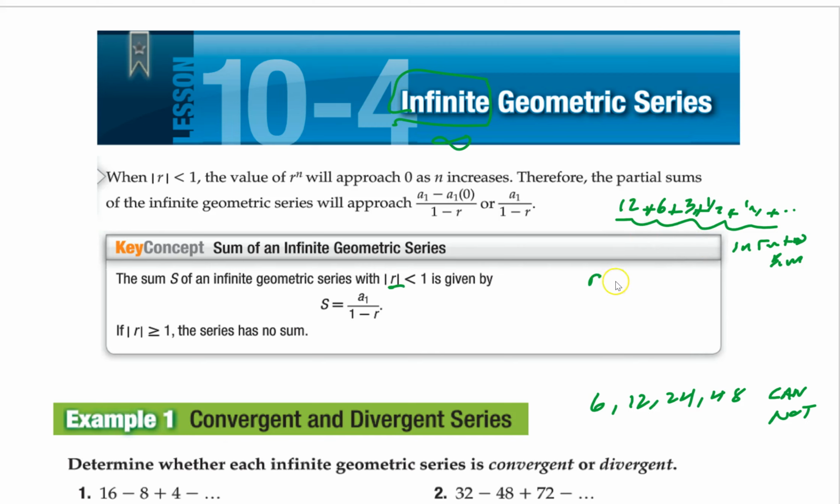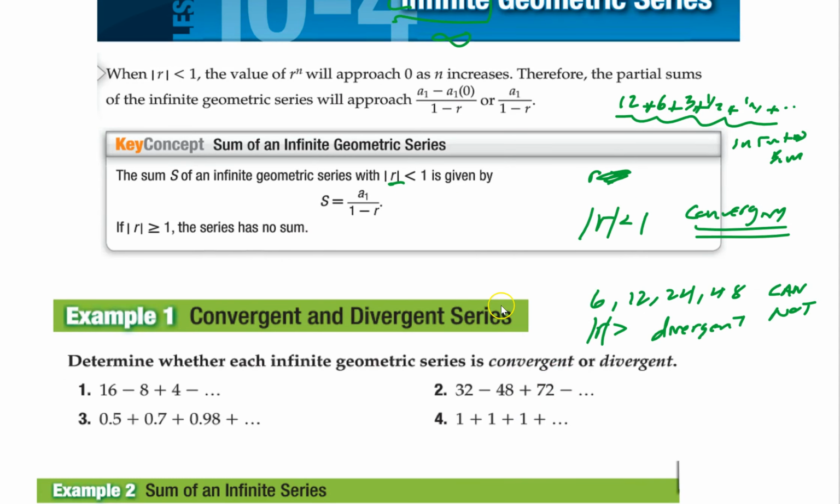If r is less than 1, then we call that it's getting smaller, and we call it converging. That means you can do it. If r is too big, if r is greater than 1, then it gets too big, and we call that divergent. So that's the general idea here.